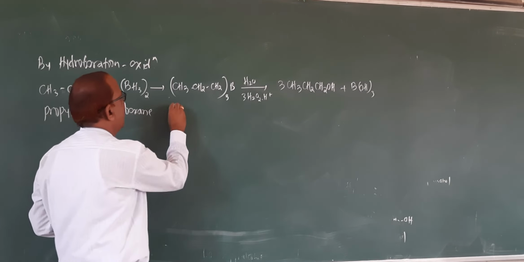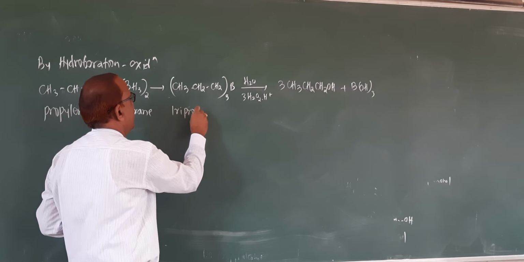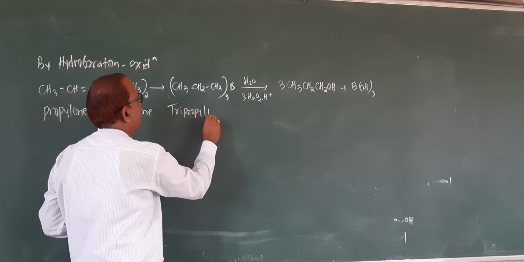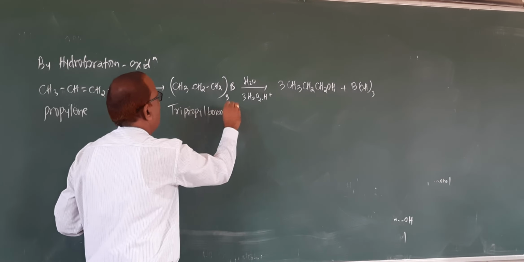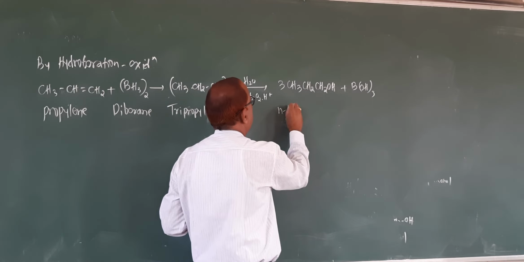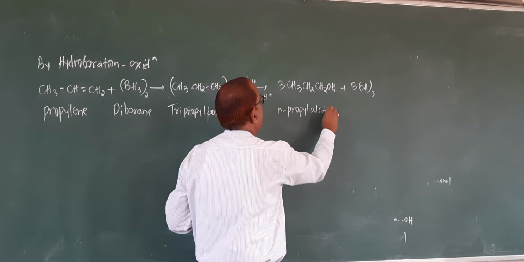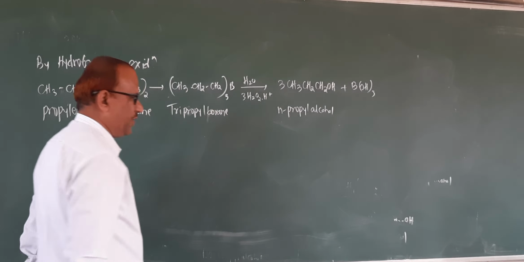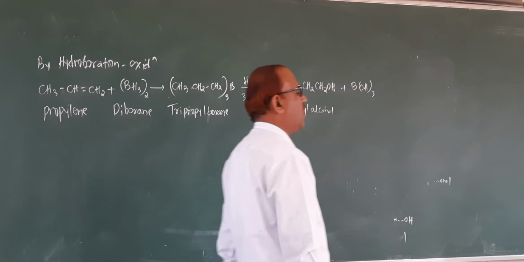You will get trialkyl borane, tripropyl borane. You will get N-propyl alcohol. Okay, these are the different methods for preparation of the alcohols.